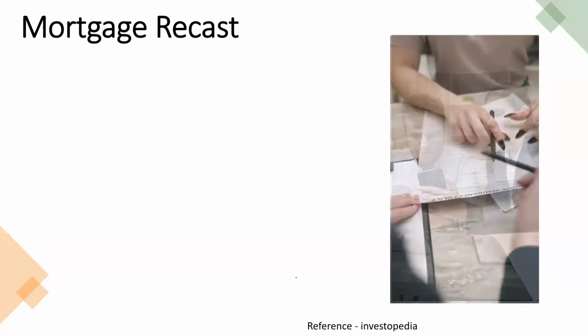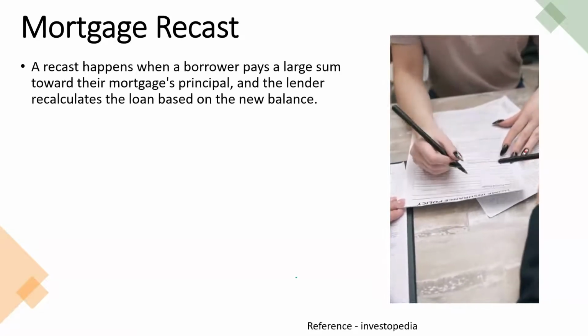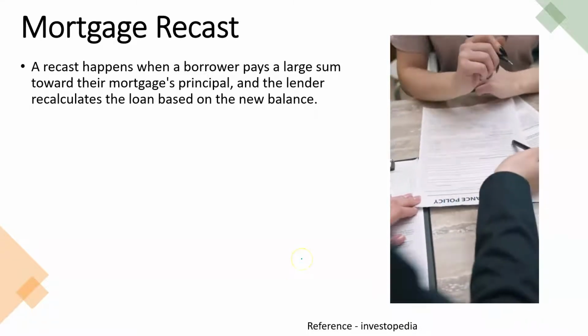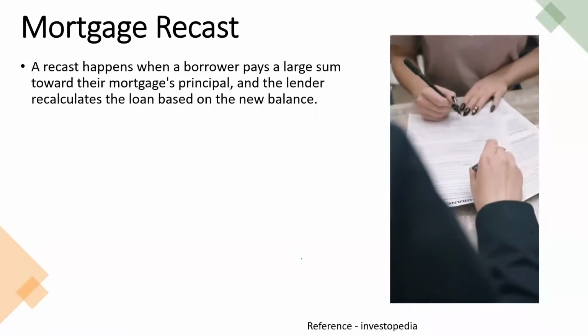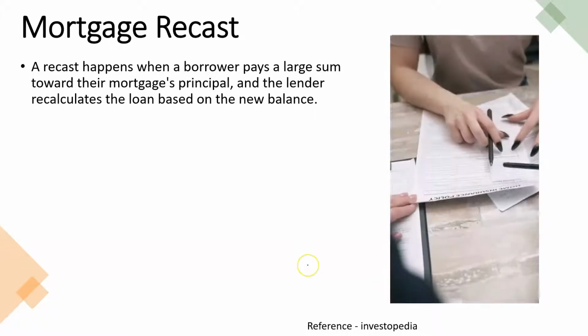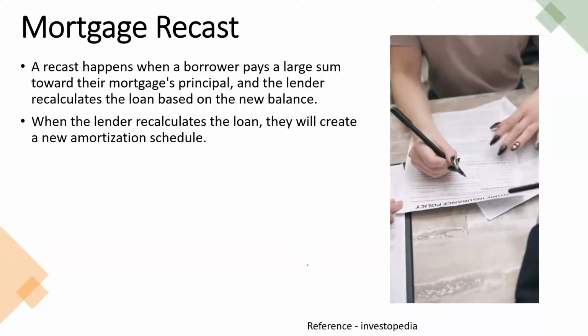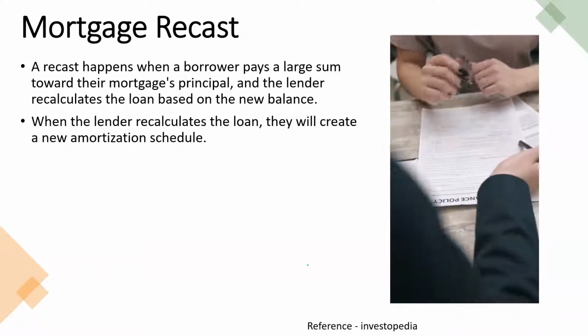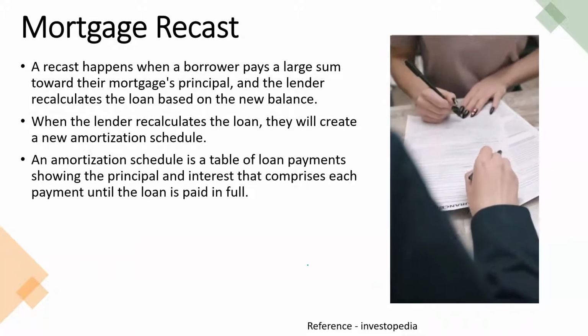You also have the right to challenge a foreclosure if you think your lender made a mistake or has violated the law. Mortgage recast. A recast happens when a borrower pays a large sum toward the mortgage principal and the lender recalculates the loan based on the new balance. So if they pay a large amount, the lender recalculates the loan based on that large payment, and they will create a new amortization schedule.